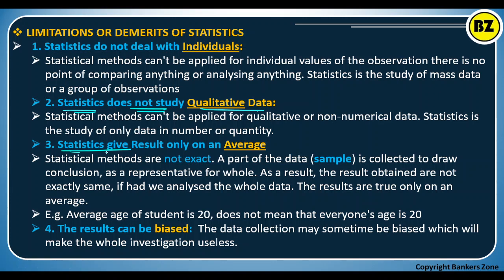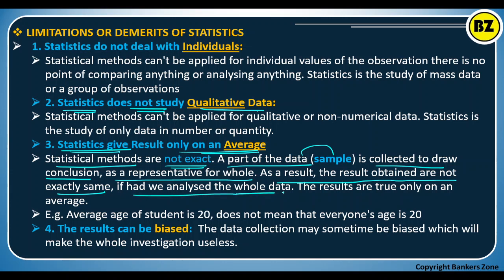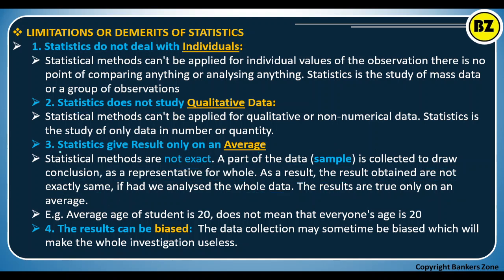Next, statistics gives the result only on an average basis. Means what? Statistical methods are not exact. As part of the data, a sample is collected to draw the conclusion as a representative of the whole. As a result, the results obtained are not exactly the same as if you had analyzed the whole data. The results are true only on an average basis. See how statistics works basically. Suppose you have to find the average age of Indians.